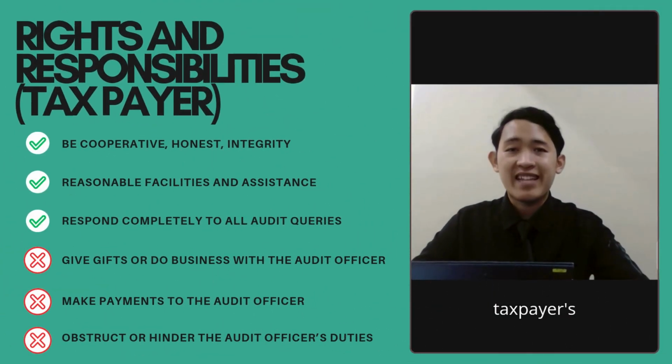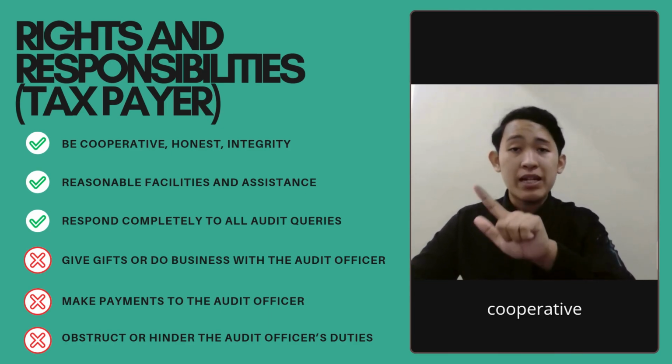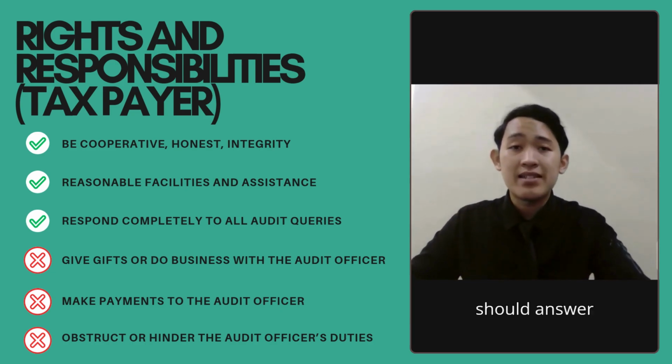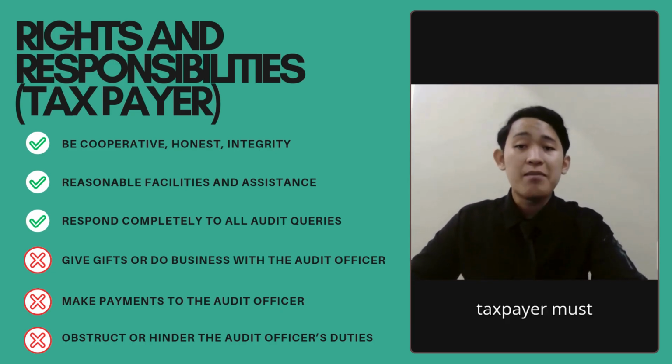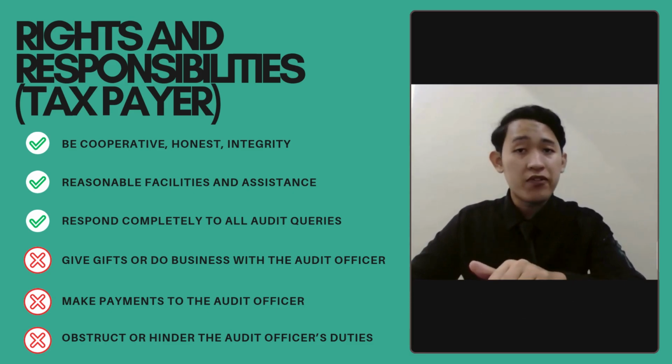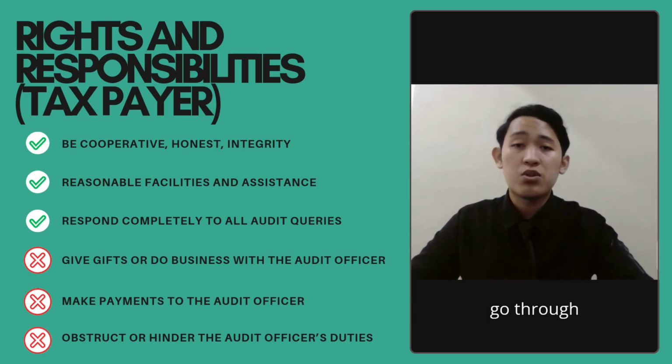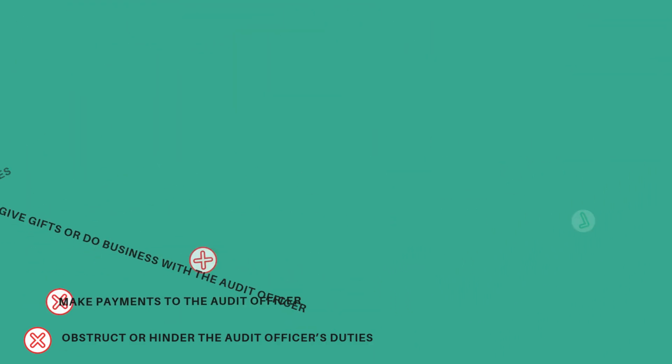Let's now look at the taxpayer's role during a tax audit. Taxpayer must be honest, cooperative, and provide reasonable assistance to the audit officers. They should answer audit questions fully and truthfully. At the same time, taxpayer must not offer gifts, do business with the officer, or make direct payments because all payments must go through official channels. They also must not obstruct the officer in doing their job. By following these rules, it helps ensure the audit runs fairly and smoothly.